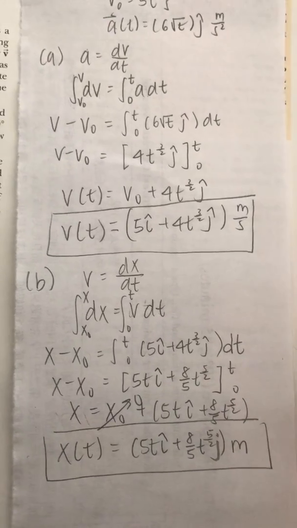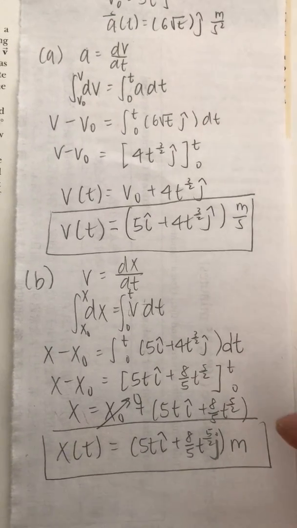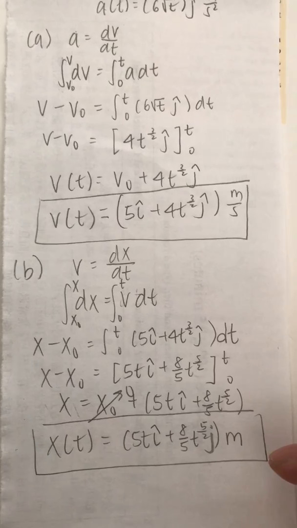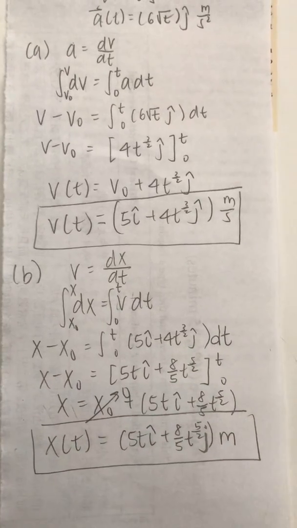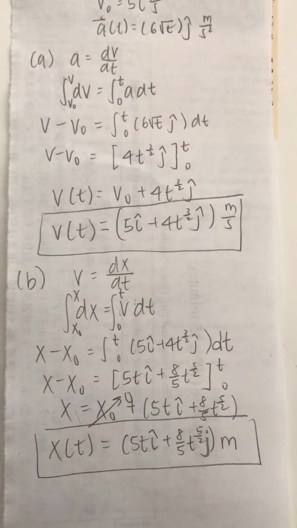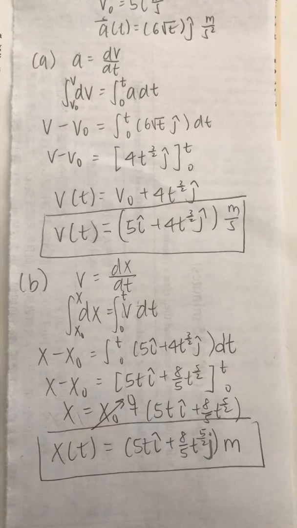There is no initial position because you're starting at the origin. And so then you put a 0 there, and then your final is x equals 5t i plus 8/5 t to the 5/2 power j meters.